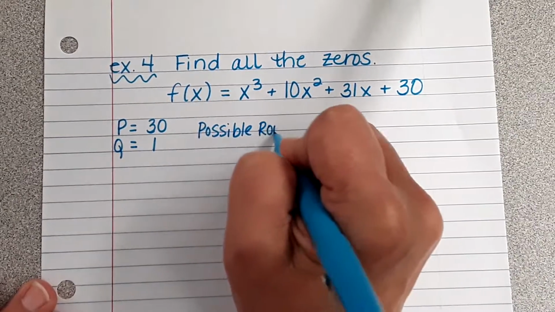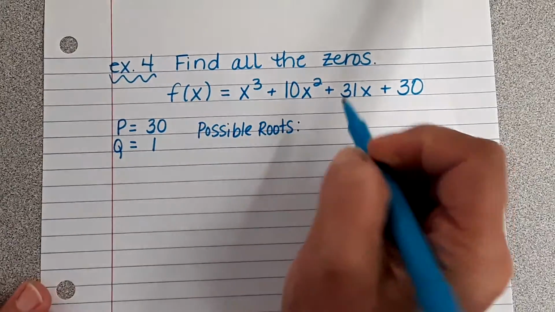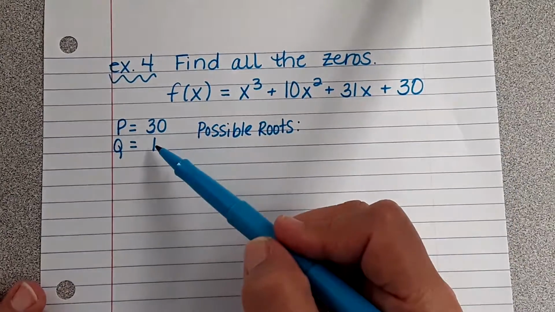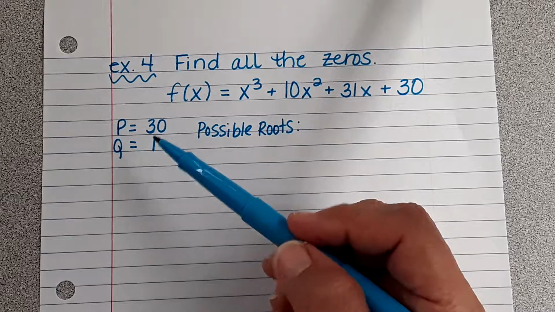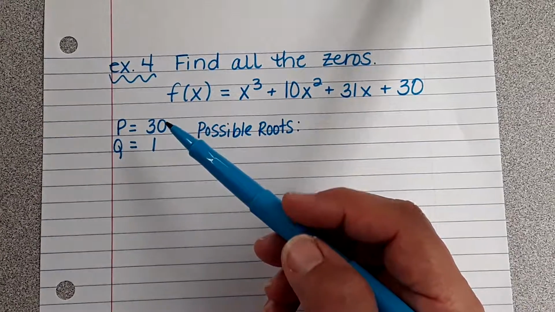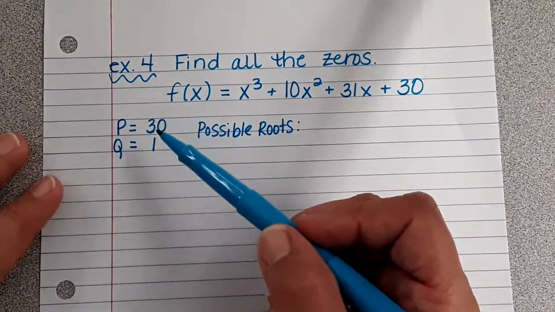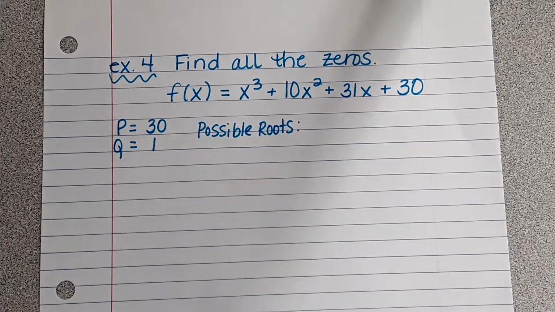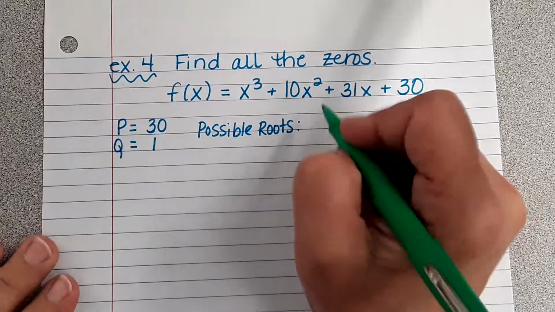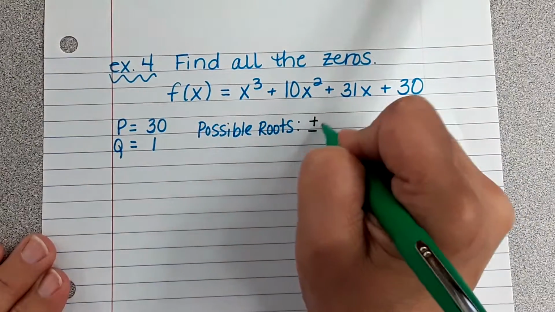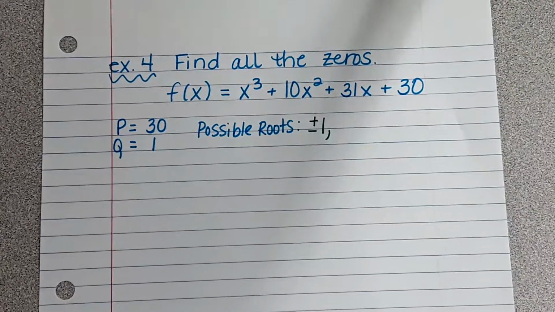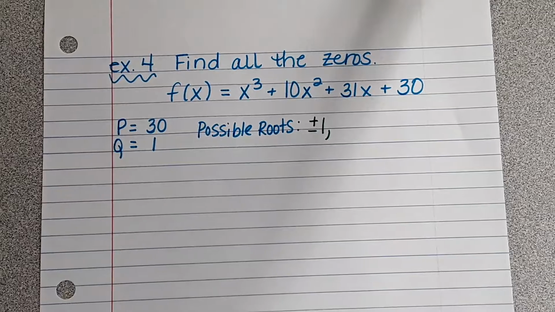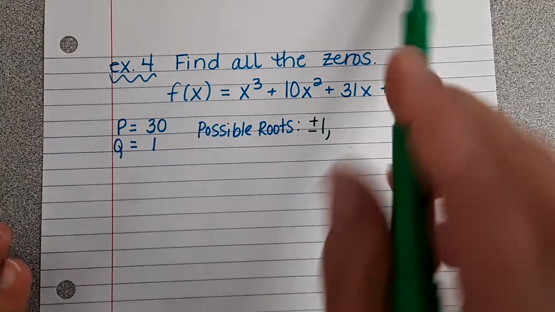Possible roots. So it's basically, I know that 30 over 1 is always going to be 30. I never have to worry about any fractions. So what are the factors of 30? Plus or minus 1. Remember, it's really important that you always put your plus or minus in front of it. What's the next one?